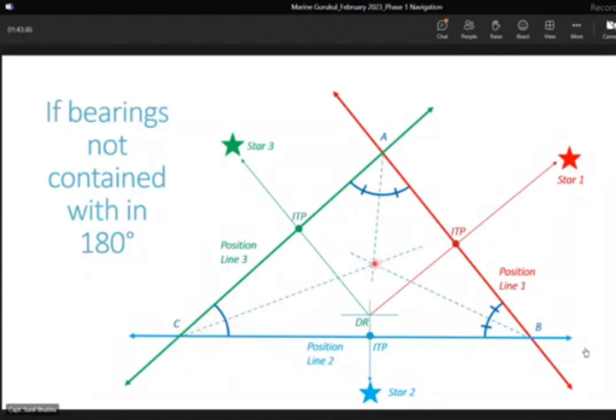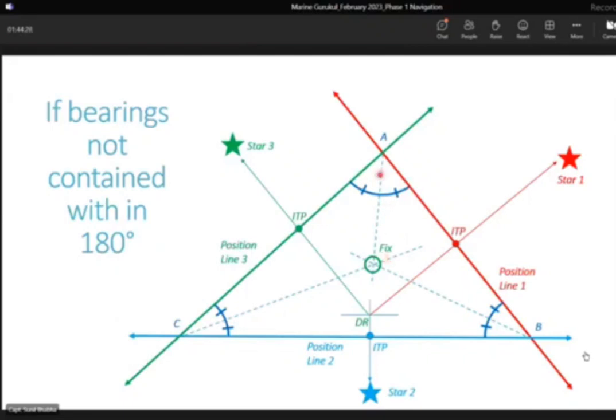All these three angle bisectors should intersect at a single point. This is a geometry principle that all the three angle bisectors of a triangle intersect at a single point. And this point where the angle bisectors intersect is the fix of the ship. So you can see the fix symbol coming up. We have a circle and also signified as fix. So this is how we resolve the cocked hat when the bearings are not contained within 180 degrees.